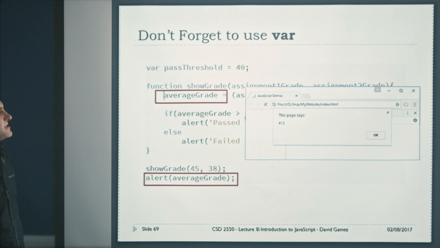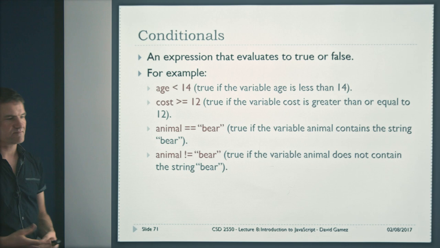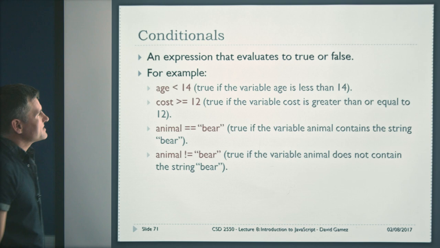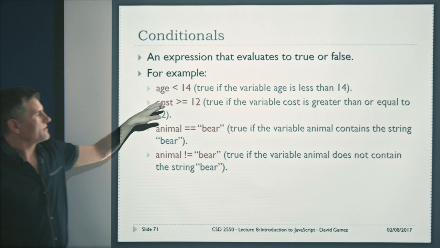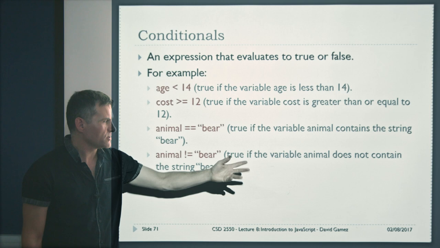Okay, so I'm going to go fairly quickly through some of the standard programming features of JavaScript, the standard syntax of the language. So we have conditionals, expressions that evaluate to true or false, which we use for branching and so forth. So we can check whether a variable is less than 14, or greater than or equal to, or equal to, or not equal to. For example, animal not equal to bear is true if the variable animal does not contain the string bear.